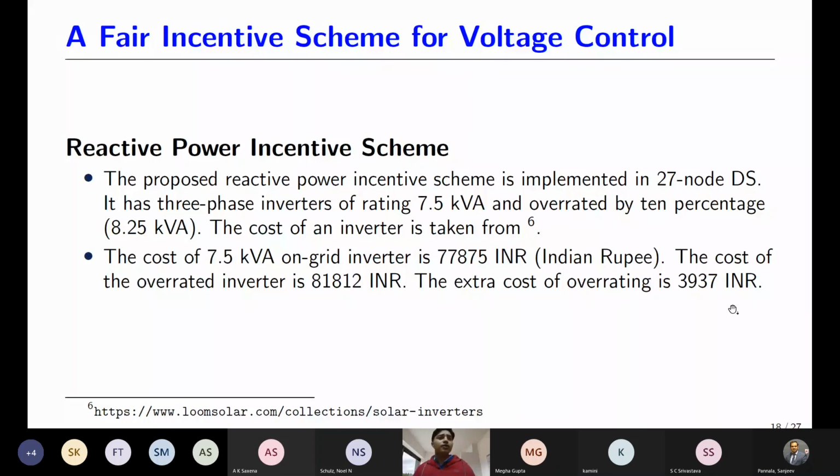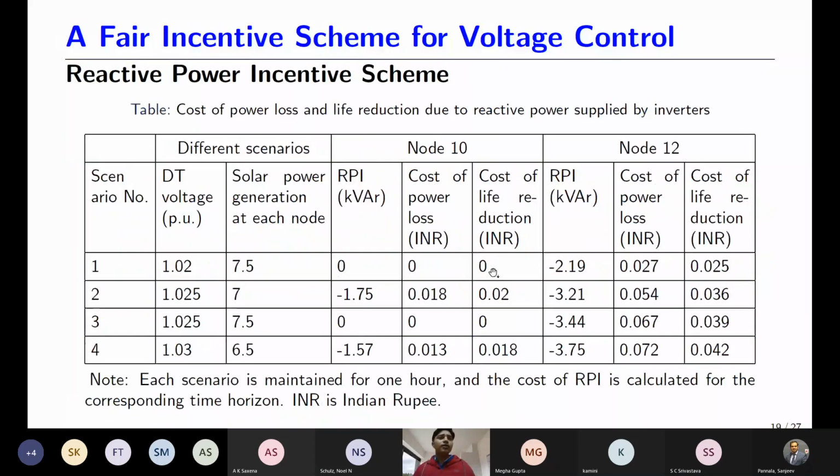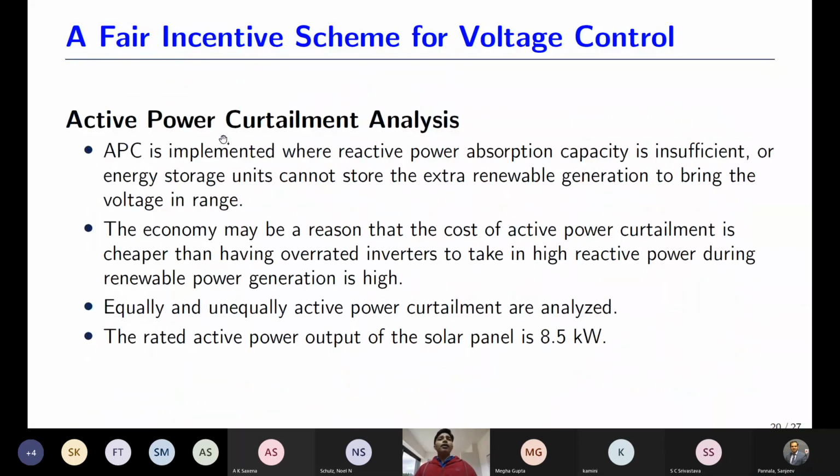And this table shows the simulation results for a scenario where inverters absorb some reactive power, and the corresponding cost of power loss and cost of life reduction is given. So this was the analysis for reactive power.